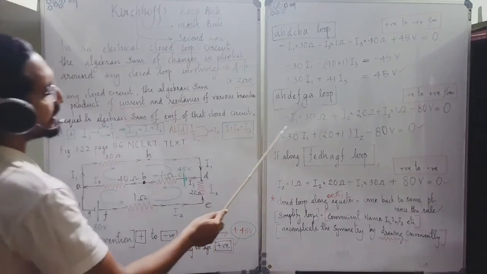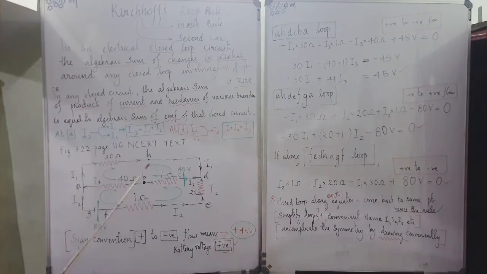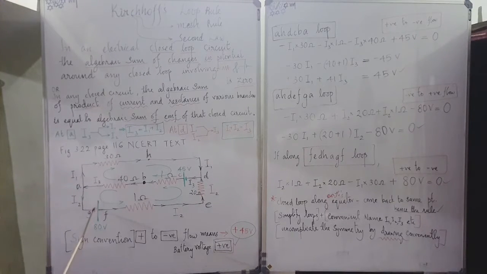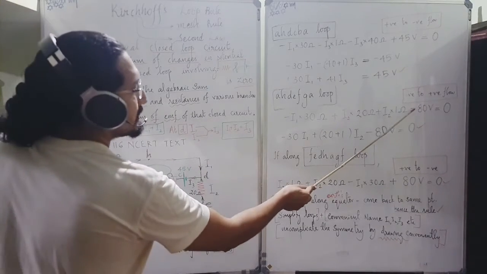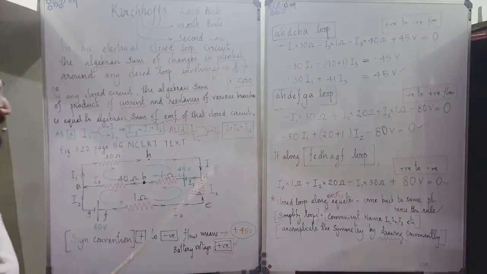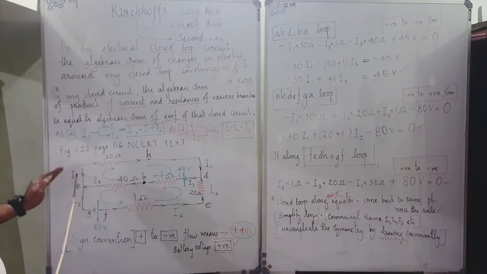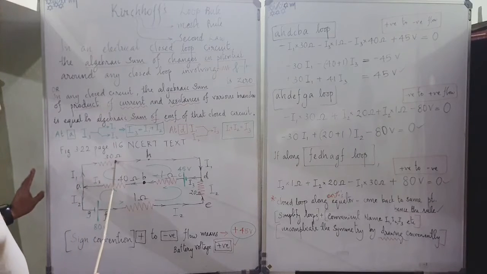Take the next loop, the AHDEFGA loop. Oh, this is the larger one, no? So, what is the cell encountering? This is negative to positive, so we will give the negative sign over here. Starting from minus I1, that I1 is taken as negative convention, this minus I1 into 30 ohm.